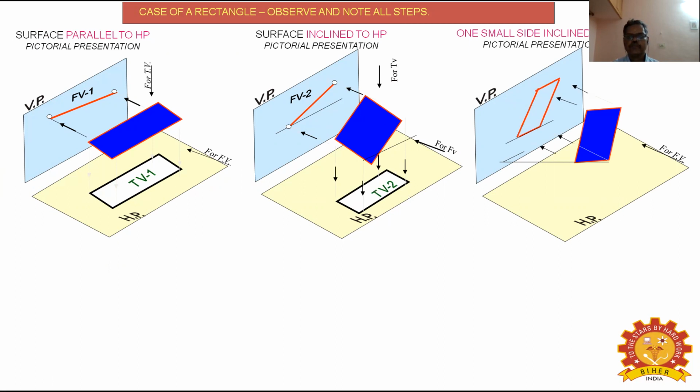In the third case, the lamina is inclined to VP. And when we view from the top, you can see the inclined shape of the rectangle. The size is smaller.